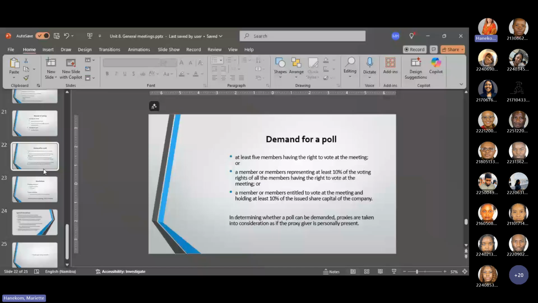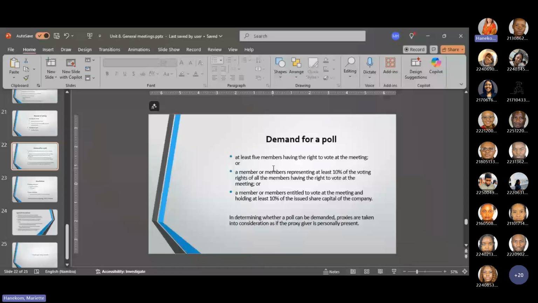Requirements for demand for a poll: at least 5 members having the right to vote, or a member or members combined that have at least 10% of the voting rights in the company, or a member or members entitled to vote at the meeting who have at least 10% of the issued share capital of the company. Don't need to remember these details. It is in the handout.